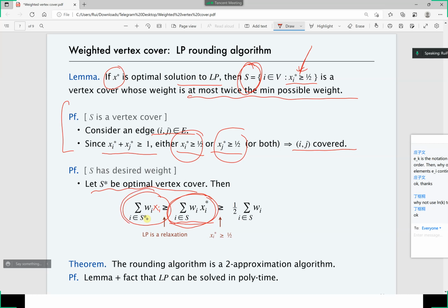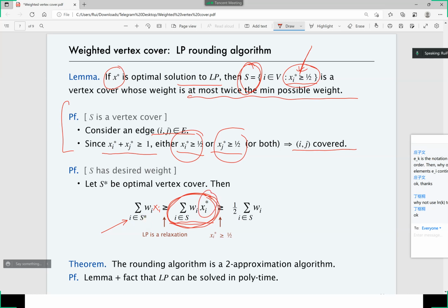And this thing over here is going to be at least as large as the optimum LP solution. So therefore, this optimal vertex cover is going to be at least as large as this quantity over here. Now this quantity, this set S, we only include an element xi in S if xi's value is at least 1/2. So for all the elements in S, all their xi values are at least 1/2.